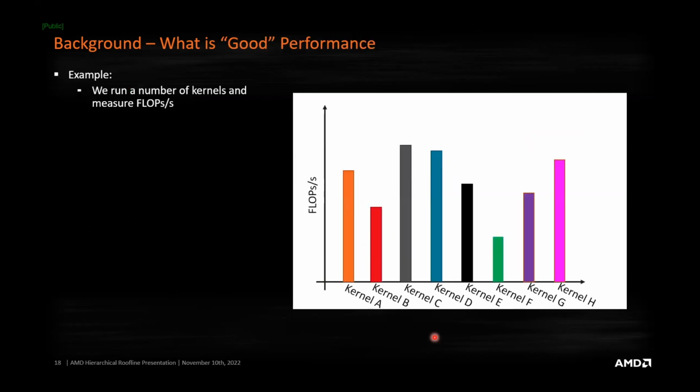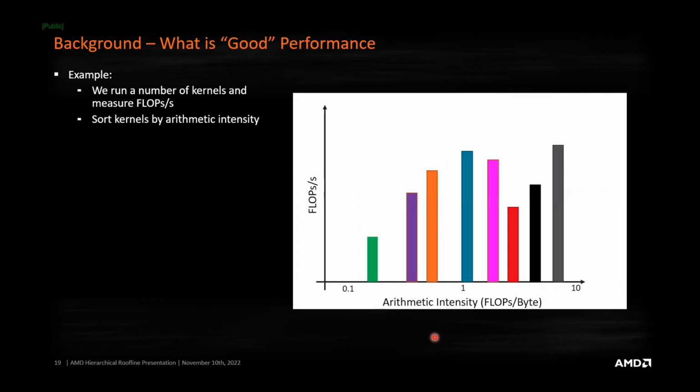So I like to drive the points home with examples. Let's say here we have a number of kernels in our application and we're running them on this new architecture. We want to figure out, how well are we doing? What should we focus our time on? Our manager or boss wants to know what kernels you're going to be spending your time on to improve overall performance, to get us more science throughput.